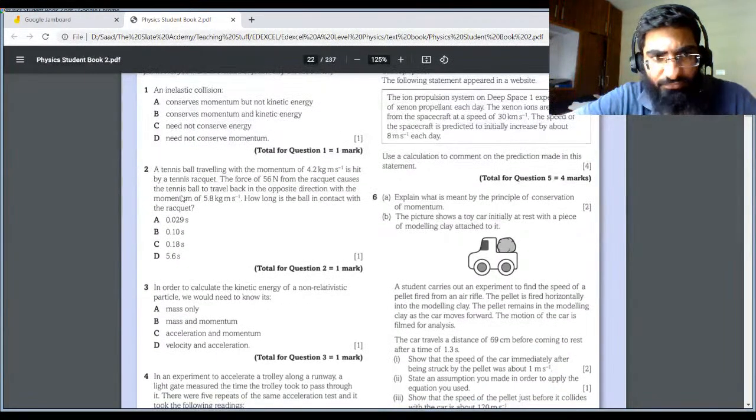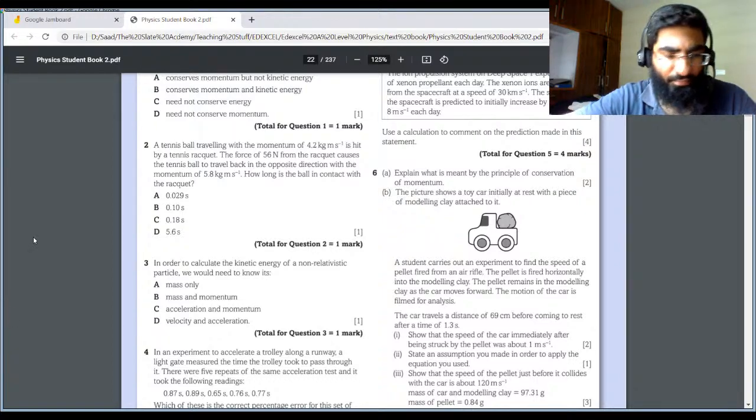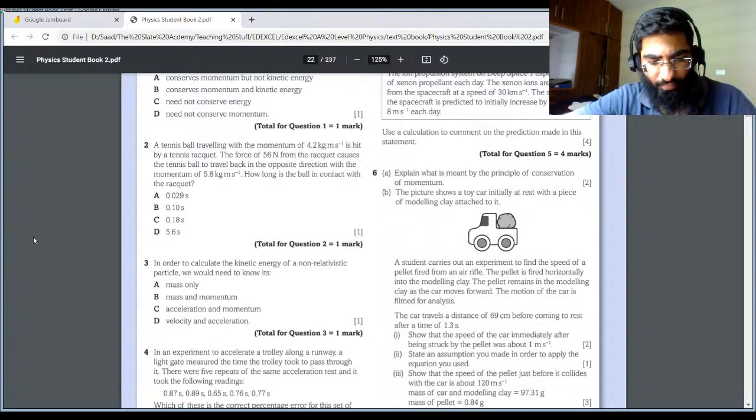A tennis ball traveling with a momentum of 4.2 kg m/s is hit by a tennis racket. A force of 56 newtons from the racket causes the tennis ball to travel back in the opposite direction with the momentum 5.8. How long is the ball in contact with the racket?